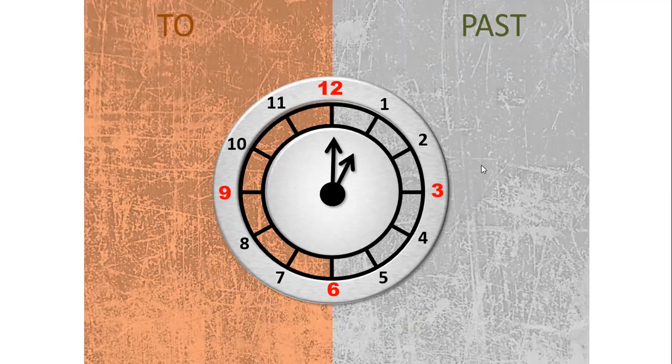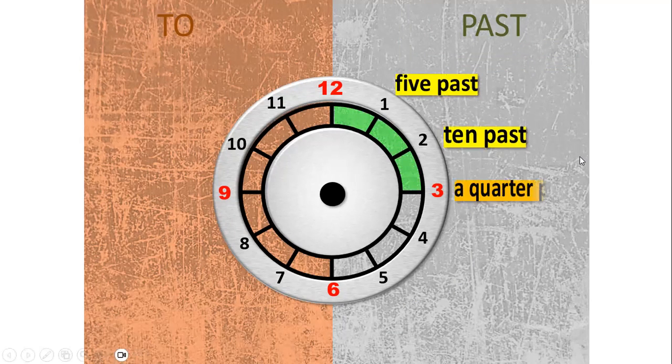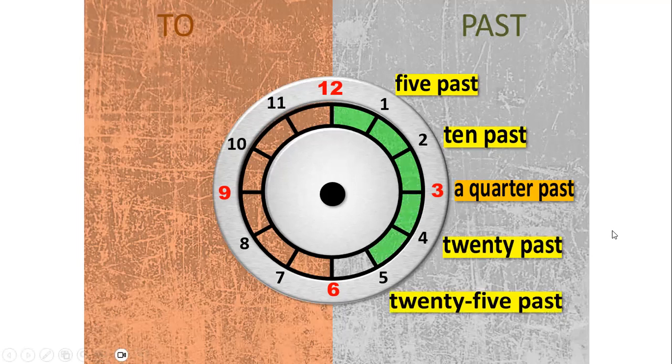And so, what are the minutes to mention? ¿Cómo vamos a mencionar estos minutos? Y hay ciertas maneras, por ejemplo, 5 minutos, 5 past. 10 minutos, 10 past. 15 minutes sería a quarter past. No vamos a decir 15, sino que a quarter, ¿ok? Then we have 20, 20 past. 25, 25 past. Y 30 sería half past. Ahora, para el otro lado, lo único que va a cambiar es que en vez de decir past, vamos a decir to.